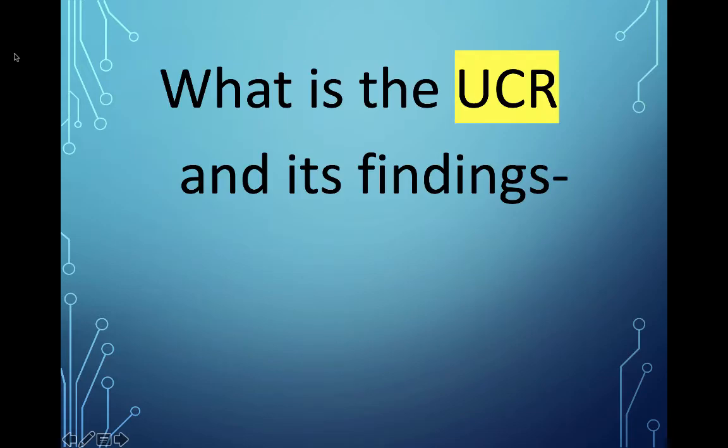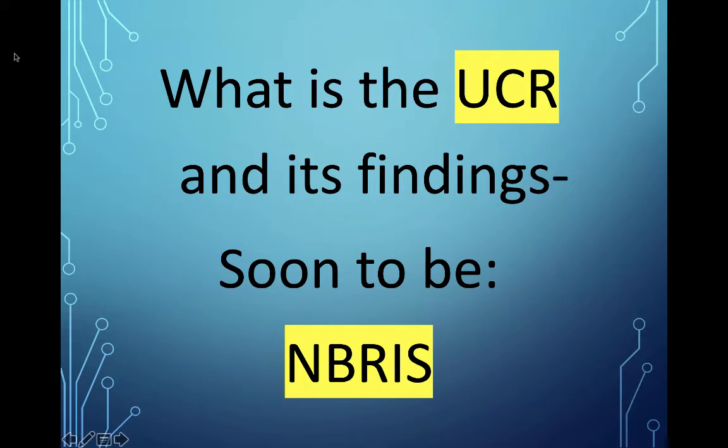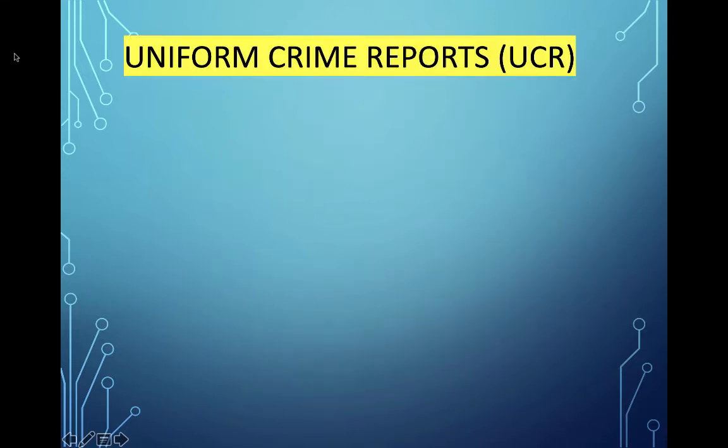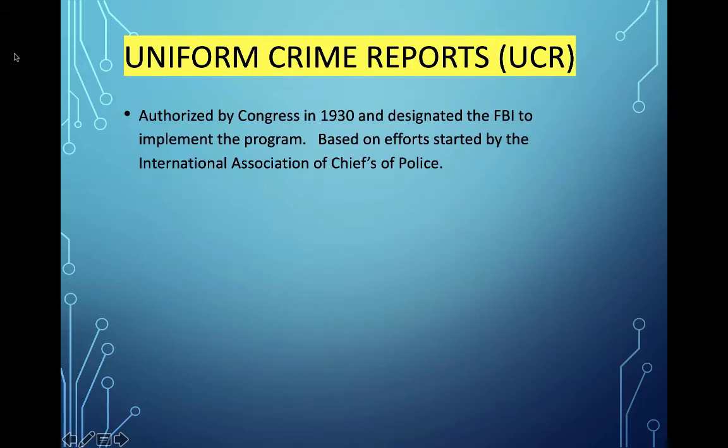So what is the UCR and its findings? What is it? And it's soon to be called NIBRS, or whatever you want to say. And we're going to talk about that too. So the Uniform Crime Reports, or UCR, is about to change, but let's talk about what it is, what it's reporting, and what we're getting from it. So first of all, it started in 1930. It was authorized by Congress and designated to the FBI to implement the program based on efforts started by the International Association of Chiefs of Police, or IACP.